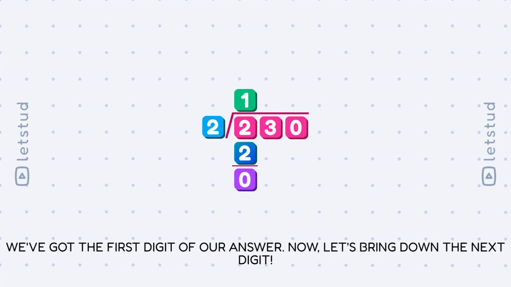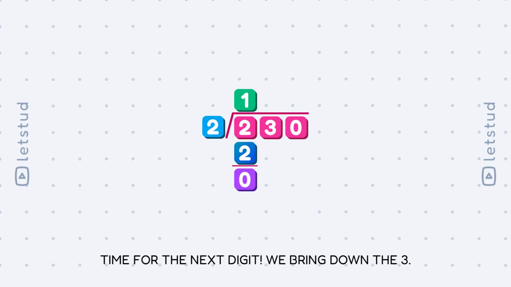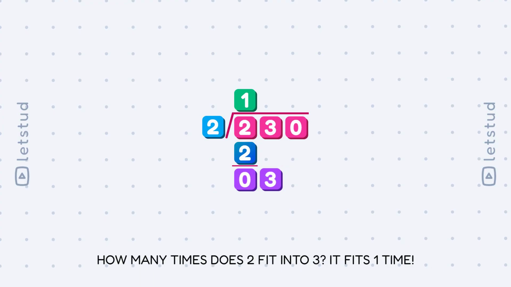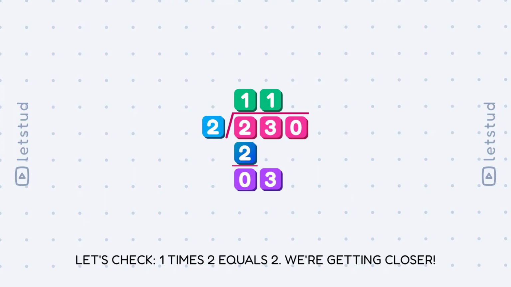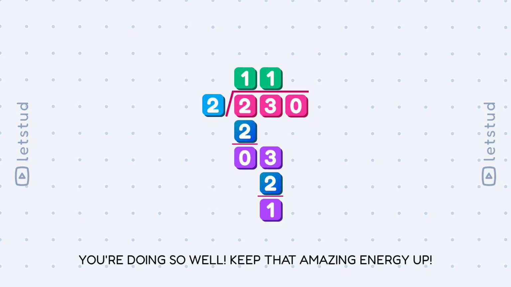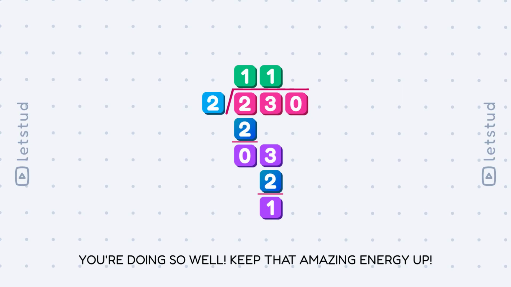We've got the first digit of our answer. Now let's bring down the next digit. Time for the next digit. We bring down the 3. We now have 3 as our new partial number to work with. How many times does 2 fit into 3? It fits 1 time. Let's check. 1 times 2 equals 2. We're getting closer. Subtract. 3 minus 2 equals 1. We have a remainder of 1. You're doing so well. Keep that amazing energy up.